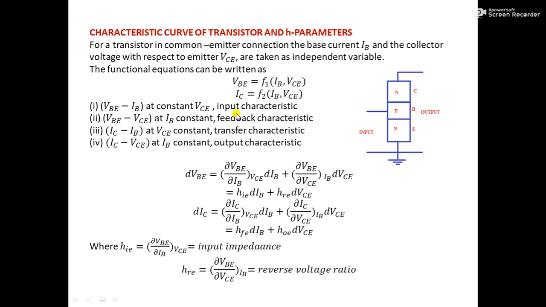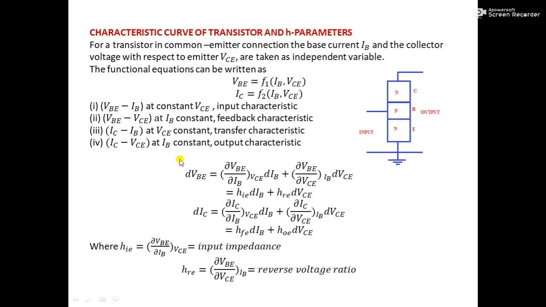Since in common emitter configuration the emitter terminal is grounded, the base terminal is considered as input and the collector terminal is considered as the output. So here IB represents the input current and VBE is the input voltage. So this variation is termed as input characteristics.